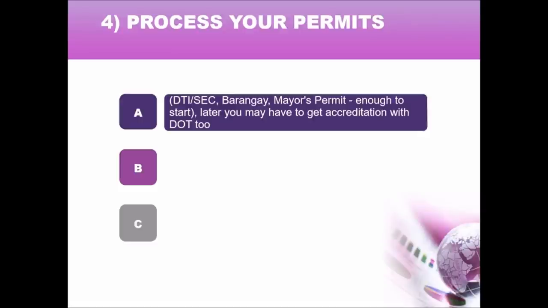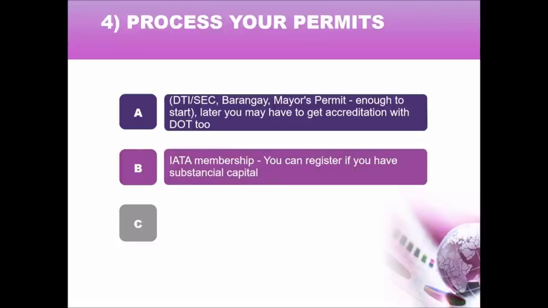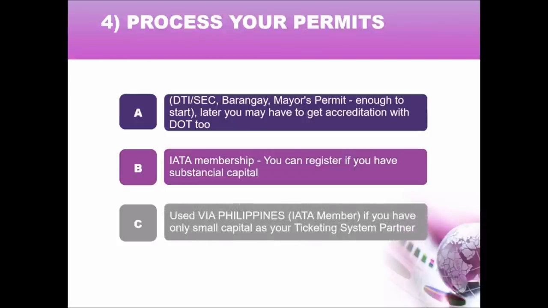Later, you can also get accreditation with DOT, the Department of Tourism, but it's not necessary. If you are just a small travel agent and you want to operate legally, you don't necessarily need to be accredited with DOT. If you have substantial capital and you want IATA membership, so be it. But if you are just a small timer, you can use Via Philippines. I have used Via Philippines for about 10 years now, and they are an IATA member, so you can use their ticketing system. I will also teach you how to use it in a separate video.